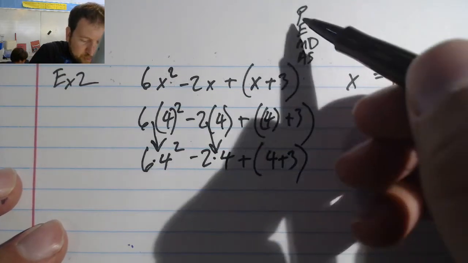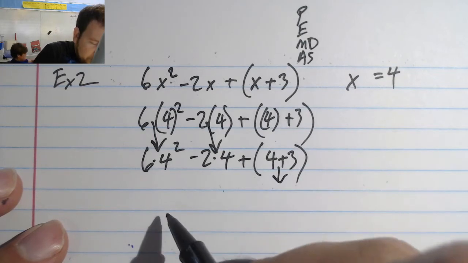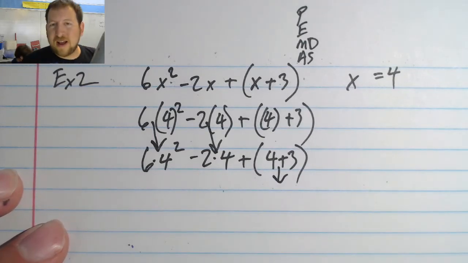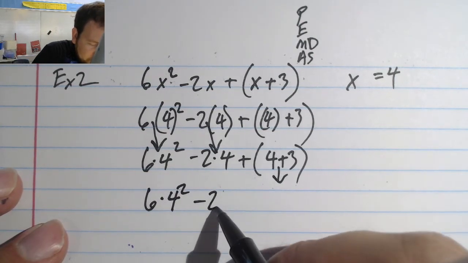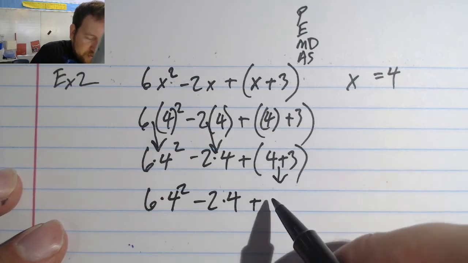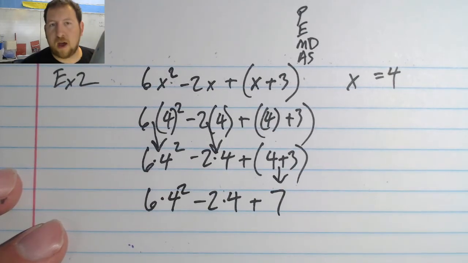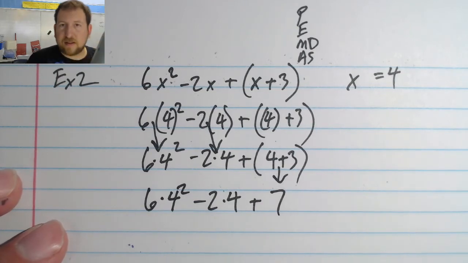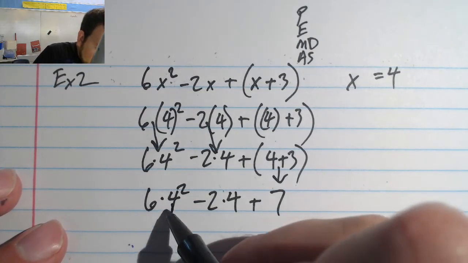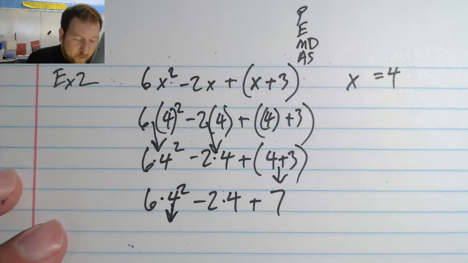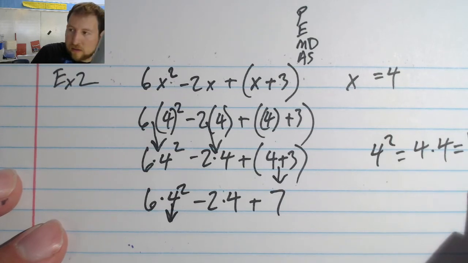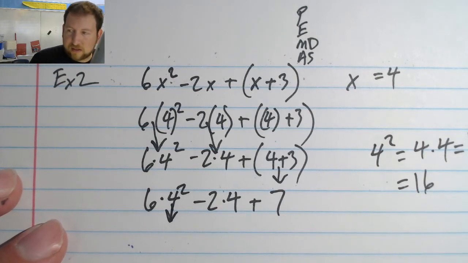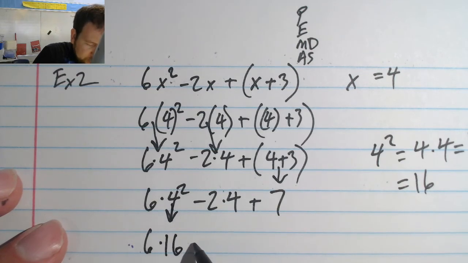Okay, now let's go next. Parentheses. Okay, I'm going to do this first, and I'm going to bring everything else down again because that's what I like to do, and it's really good practice. 6 times 4 squared minus 2 times 4 plus, 4 plus 3 is 7. Okay, next. I'm out of parentheses. My next thing I need to do is my exponent. I have the same thing as I did last time. 4 squared equals 4 times 4, and that equals 16. 6 times 16 minus 2 times 4 plus 7.